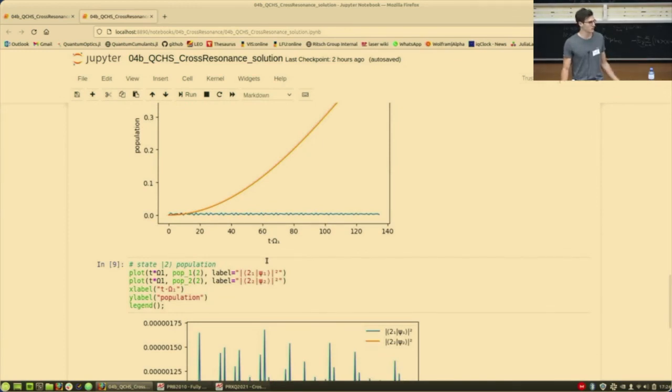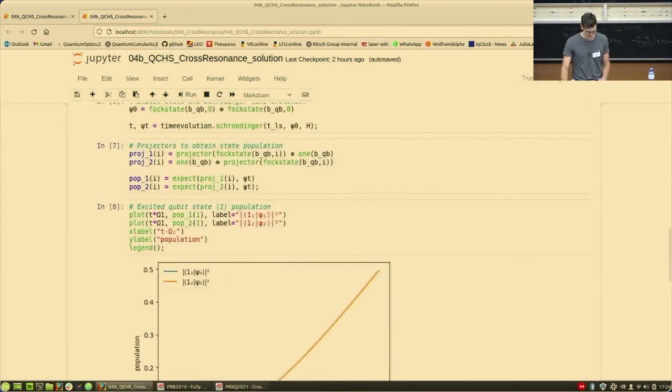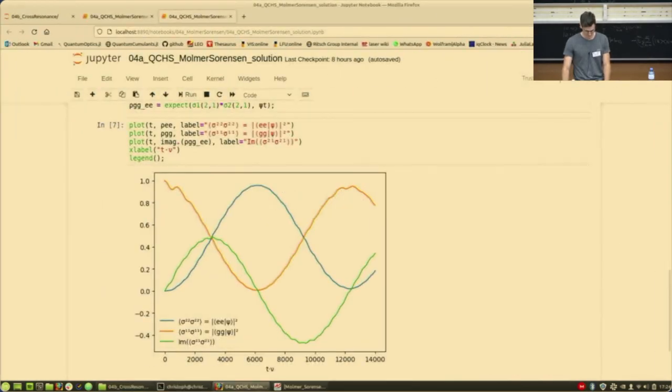Should I try to explain some physics about this? Yes. Okay, good. Should I try to explain some physics on the Mølmer-Sørensen also? Good. Then let's try.